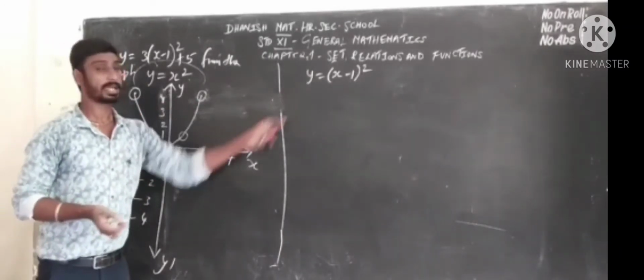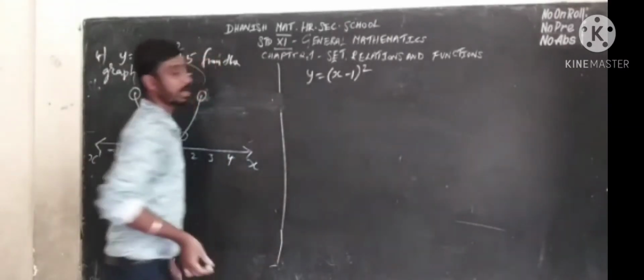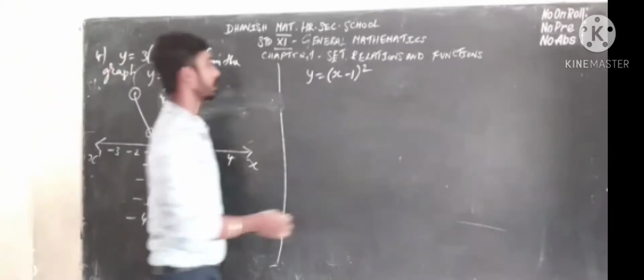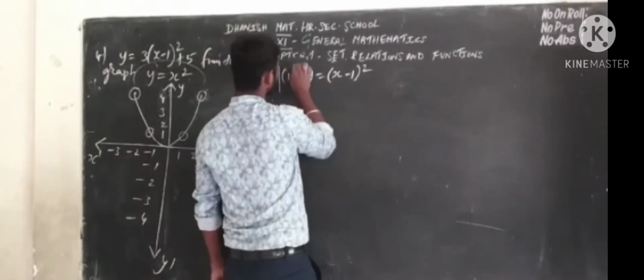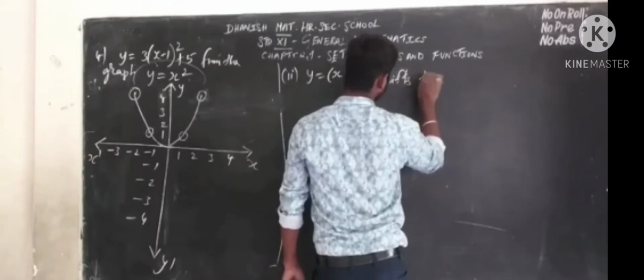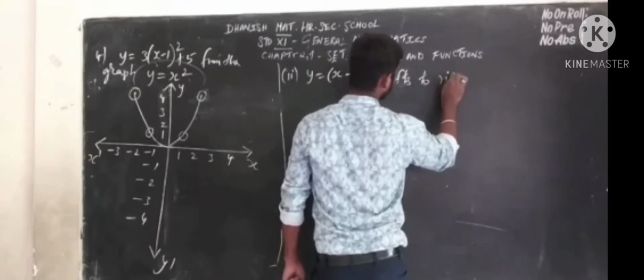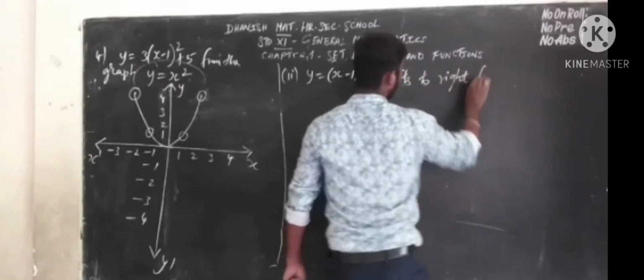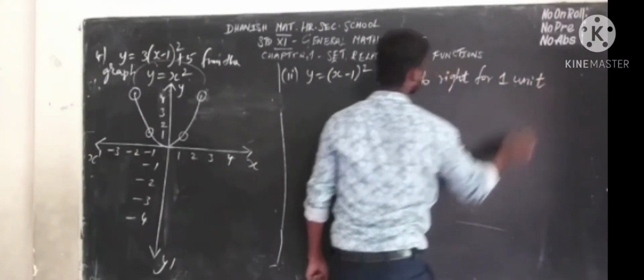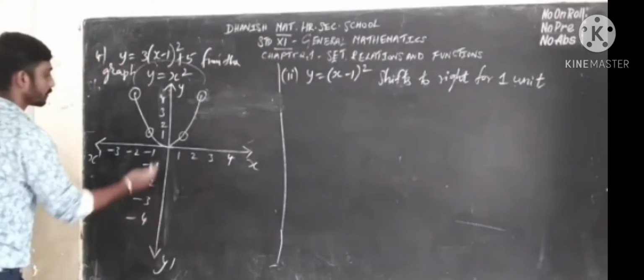So what is the question given here? Y is equal to x minus 1 the whole square. What is the condition for shift to the right for 1 unit? So what is the condition for the second step? Shift to the right for 1 unit.